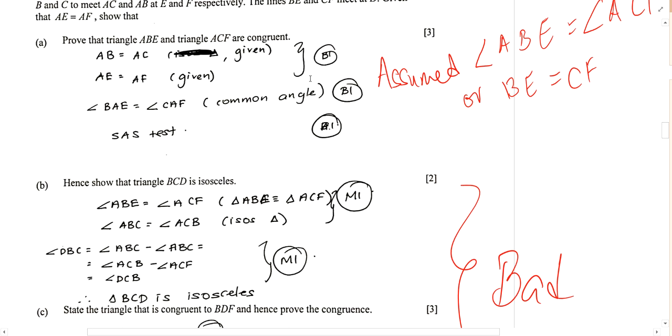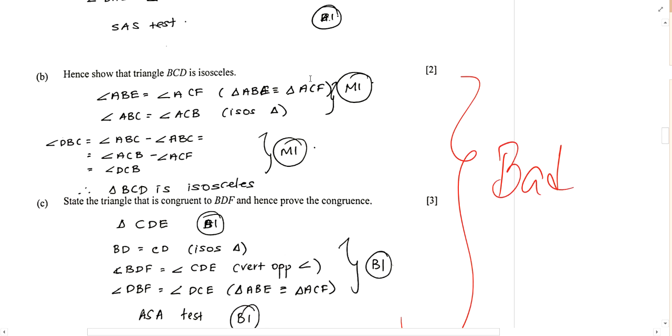Next, show that triangle BCD is isosceles. In order to show that a triangle is isosceles, there are two things that you can prove. What are the two things? Lucas? Either the two sides are the same, then it's isosceles already. Alternatively, we can prove that two angles are the same. In this case, we are going to try proving that two angles are the same.